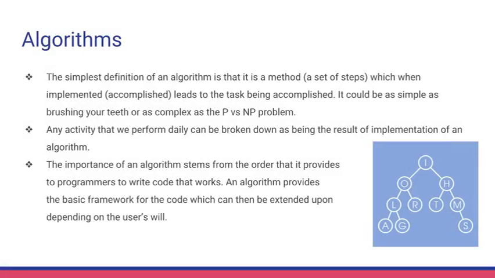Algorithms. The simplest definition of an algorithm is that it is a method, a set of steps, which when implemented leads to the task being accomplished. It could be as simple as brushing your teeth or as complex as the P versus NP problem. Any activity that we perform daily can be broken down as being the result of implementation of an algorithm.